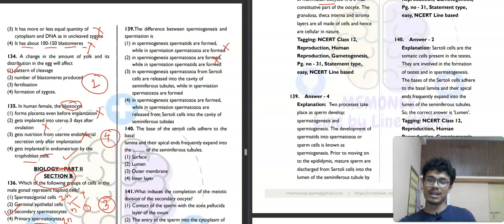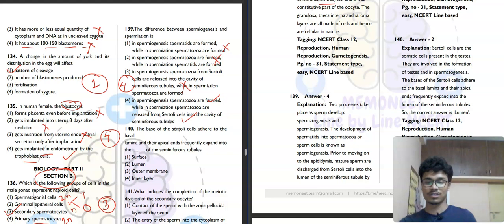Not correct. In spermiogenesis, spermatozoa from Sertoli cells are released into the cavity of the seminiferous tubule, while in spermiation, spermatozoa are formed. Not correct. In spermiogenesis, spermatozoa are formed, while in spermiation, spermatozoa are released from the Sertoli cells into the lumen of the seminiferous tubule. Absolutely correct. You can see how the words play. So the fourth option will be the correct answer for this question.